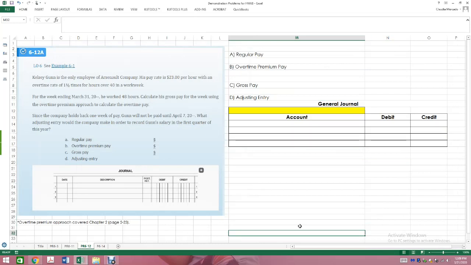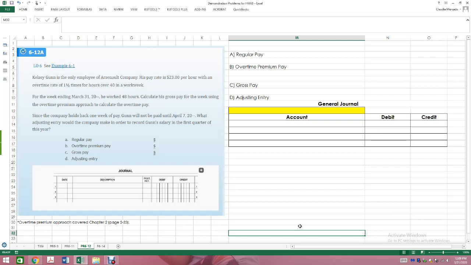Now, we move on to 612. Kelsey Gunn is the only employee of Arsenal Company. His pay rate is $23 per hour with an overtime rate of 1.5 times for hours over 40 in a work week. For the week ending March the 31st, he worked 48 hours.